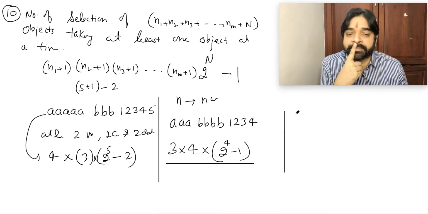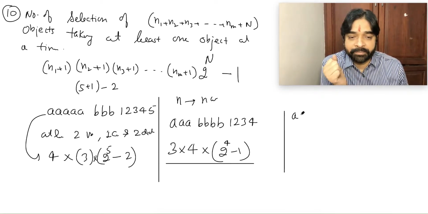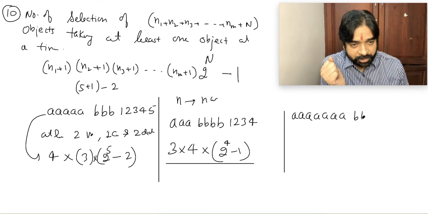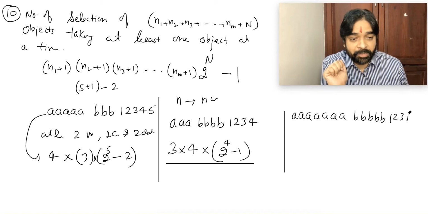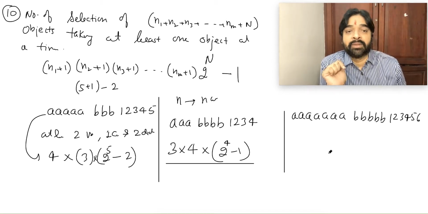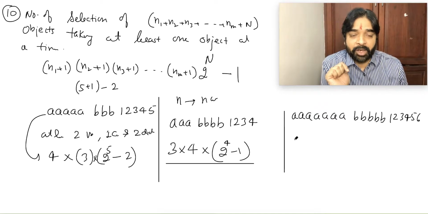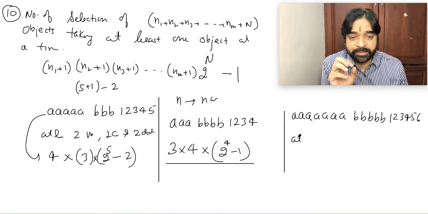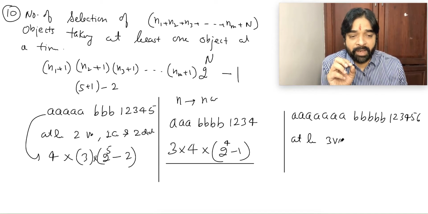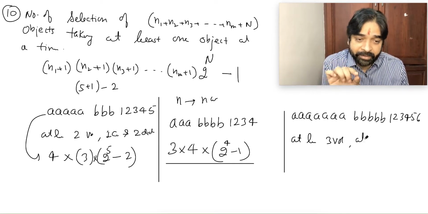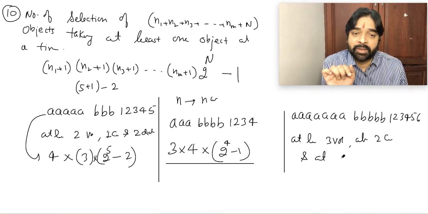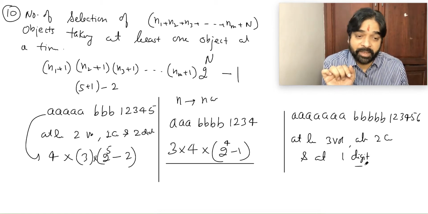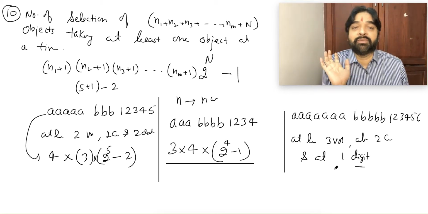Same kind of question I am asking, just to make sure. In how many ways can I do a selection of at least 3 vowels and at least 2 consonants and at least 1 digit? This time, if a mistake is happening, you should slap yourself at your home.